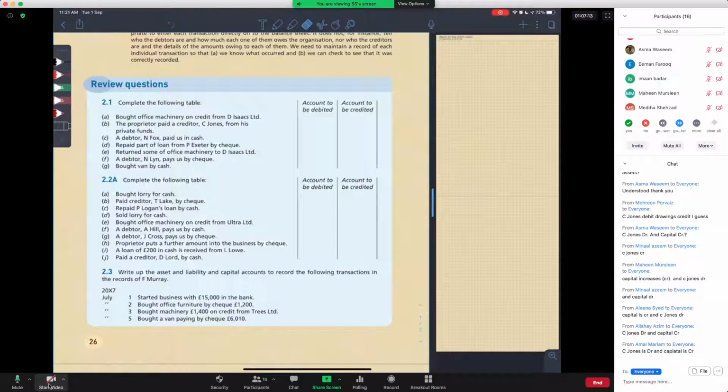And once you're done with all the transactions, leave a green check on the participants window so that I know who's left and who's still doing. Alina Vakas done, Alina Sayyed done. Alina, beta आपको वो समझ आ गई थी ना discussion expense और asset के अंदर difference की.